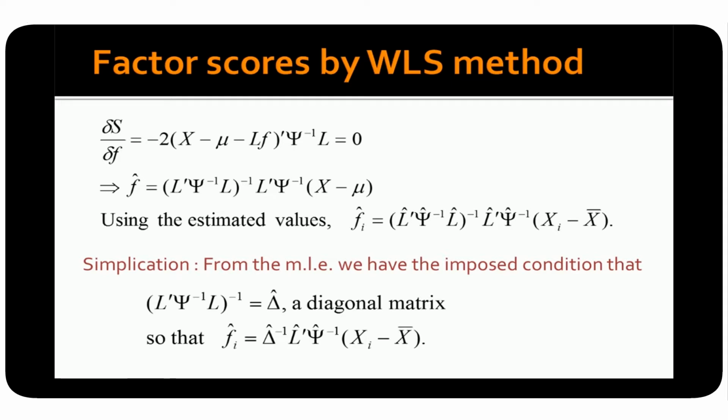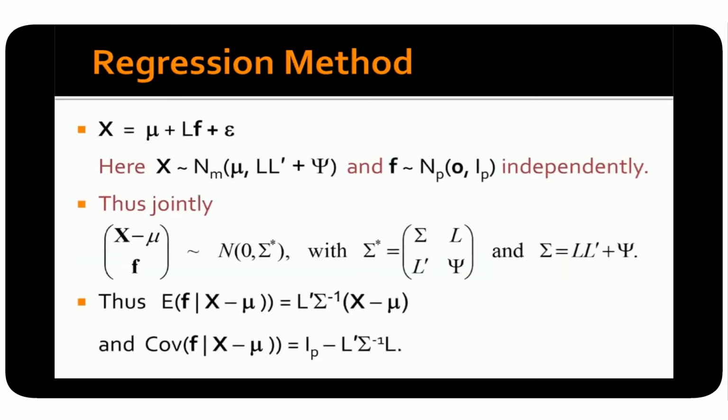So, we can make some simplifications, but the idea basically is that you need to do a weighted least squares to get the estimates. An alternative method is referred to as the regression method. Now, in this case, we start with the original factor model as x minus mu equal to LF plus epsilon, and we look at both x and f as random variables.